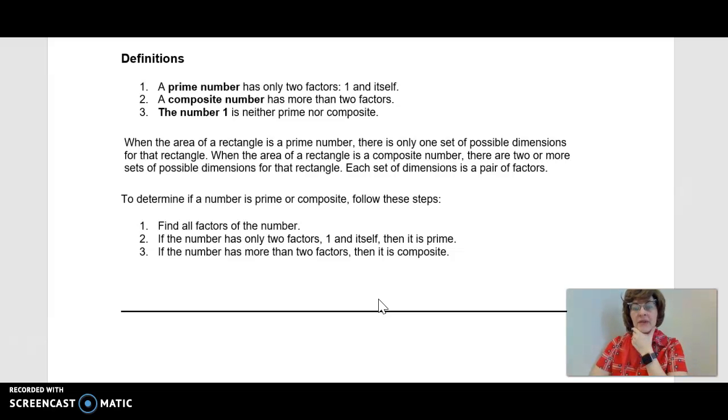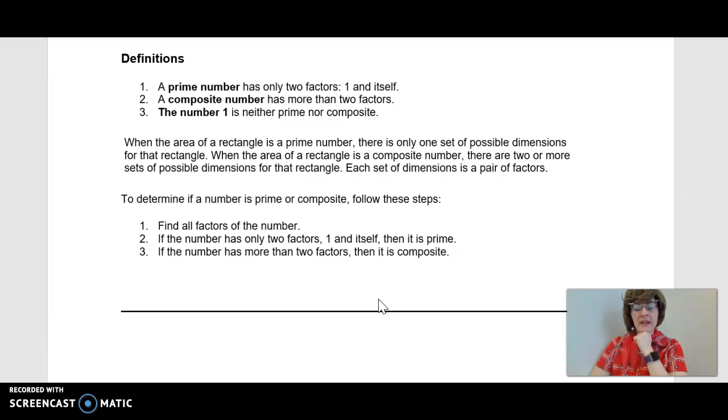So when the area of a rectangle is a prime number, there's only one set of possible dimensions for that rectangle, only one option. When the area of a rectangle is a composite number, there are 2 or more sets of possible dimensions for that rectangle. Each set of dimensions is a pair of factors.